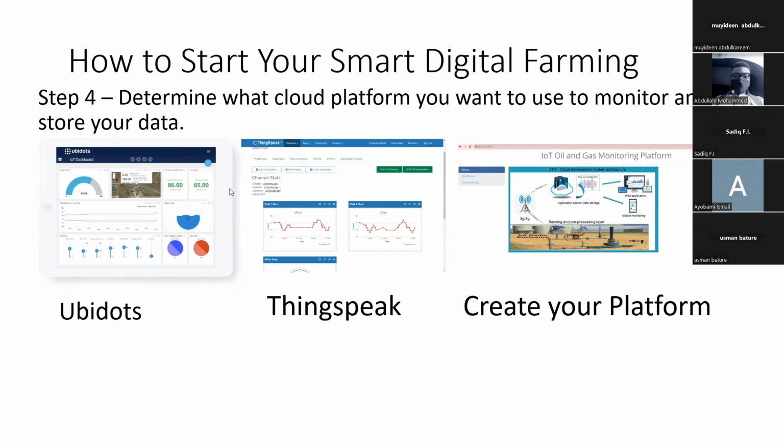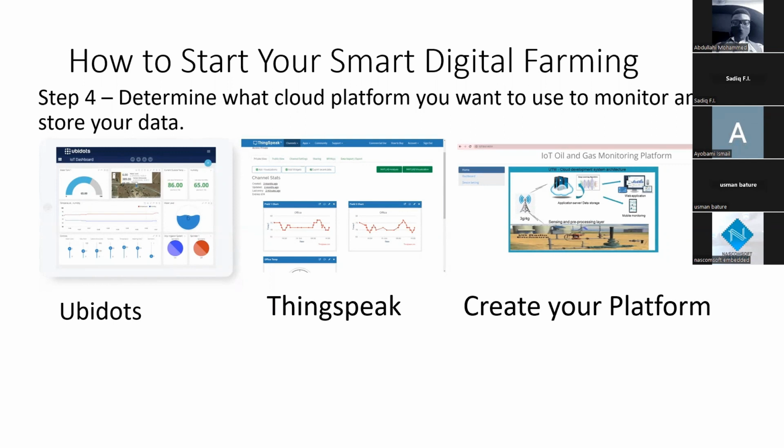Okay, so you need to determine what platform you want to use. Let's say you've gotten your hardware, you need to determine what platform. So your hardware has to be integrated to some of these platforms. So there are a lot of platforms out there. Examples are Ubidots, ThingSpeak, or you could create your own platform. So I'll show an example of the platform I created for a project.